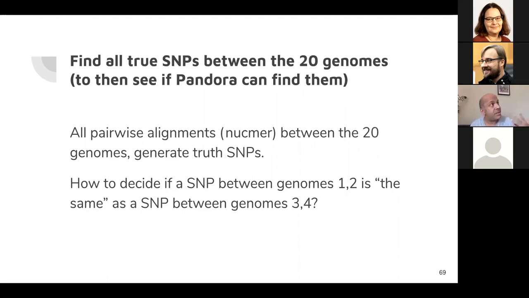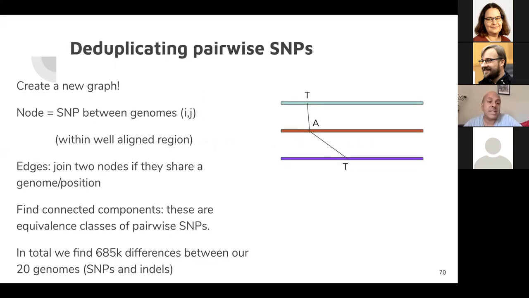In order to do validation, we need to find another method that does the same thing as Pandora, but which is absolutely definitely right, in order to provide a sort of golden truth validation. So how do we do this? Well, we create a new graph. We basically deduplicate the pairwise SNPs.